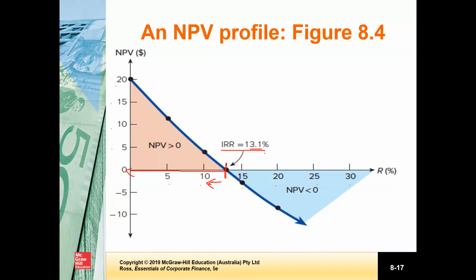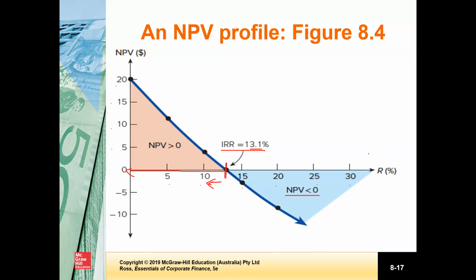Because if IRR makes NPV 0, if our discount rate is less than IRR, then our present value of inflows will be higher than our investment. That's why NPV is positive. Whereas if our discount rate is higher than the IRR, then NPV will be negative, because the present value of inflows will be less than the outflows.